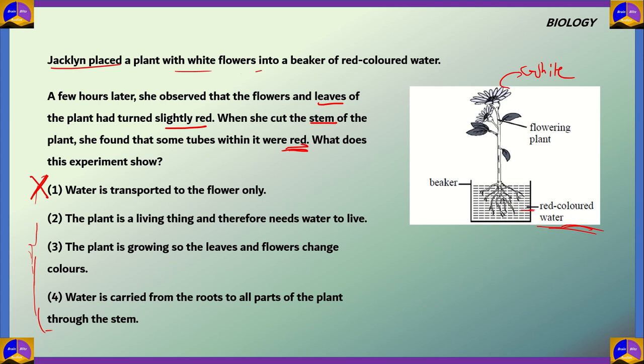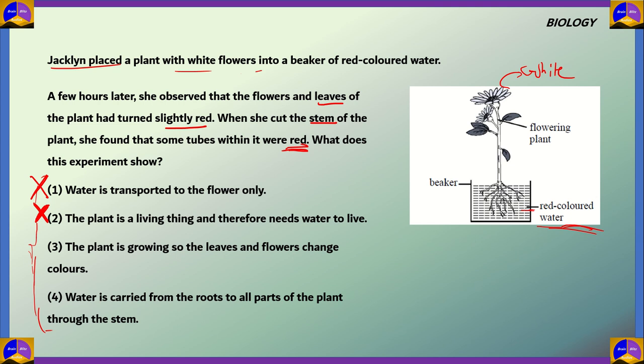Now the second one says that plant is a living thing and therefore needs water to live. Now this is a correct statement, but this is not the conclusion that this experiment shows. Because in order to derive this statement, we need two setups. One in which water is not provided to the plant and one in which water is provided to the plant. This is not that experiment, so option 2 is incorrect.